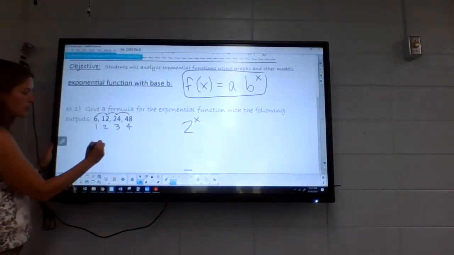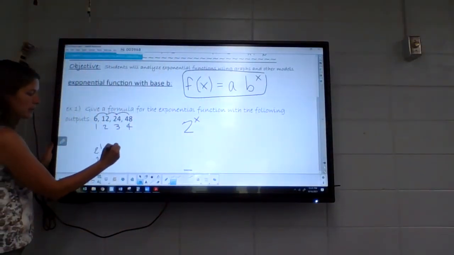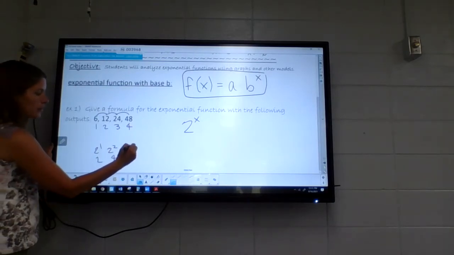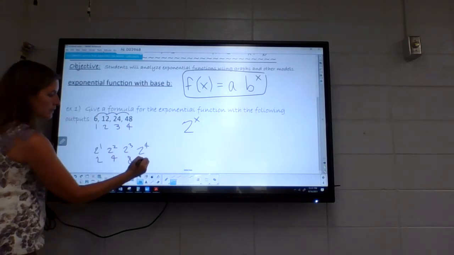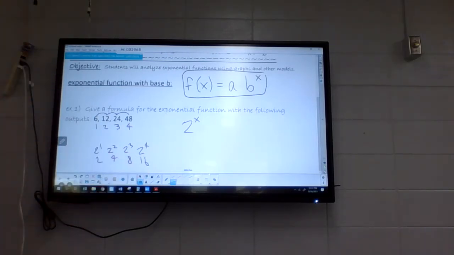So 2 to the first power is 2, 2 to the second is 4, 2 to the third is 8, 2 to the fourth is 16. Anyone see it? What do you think? I don't totally know how this one is, but you have 2 to the third and a minus 2, and 2 to the fourth minus 4, and you keep multiplying that by 2. Oh.